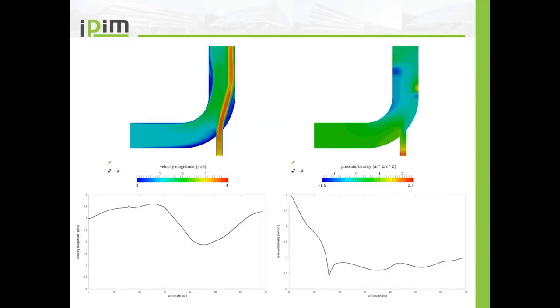Here you see the finished results. We will solve a two-dimensional flow in an elbow. Here you see the velocity magnitude, the pressure divided by the density, and I will explain how you can save these pictures and how you can write out diagrams.